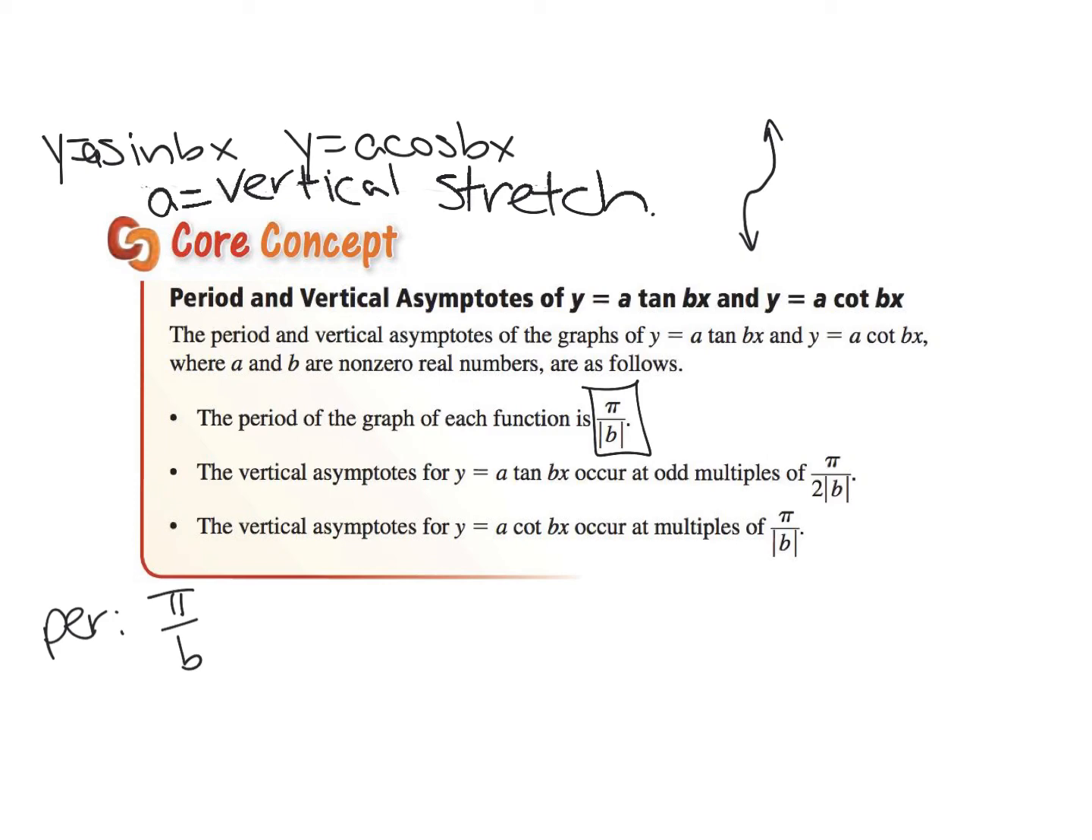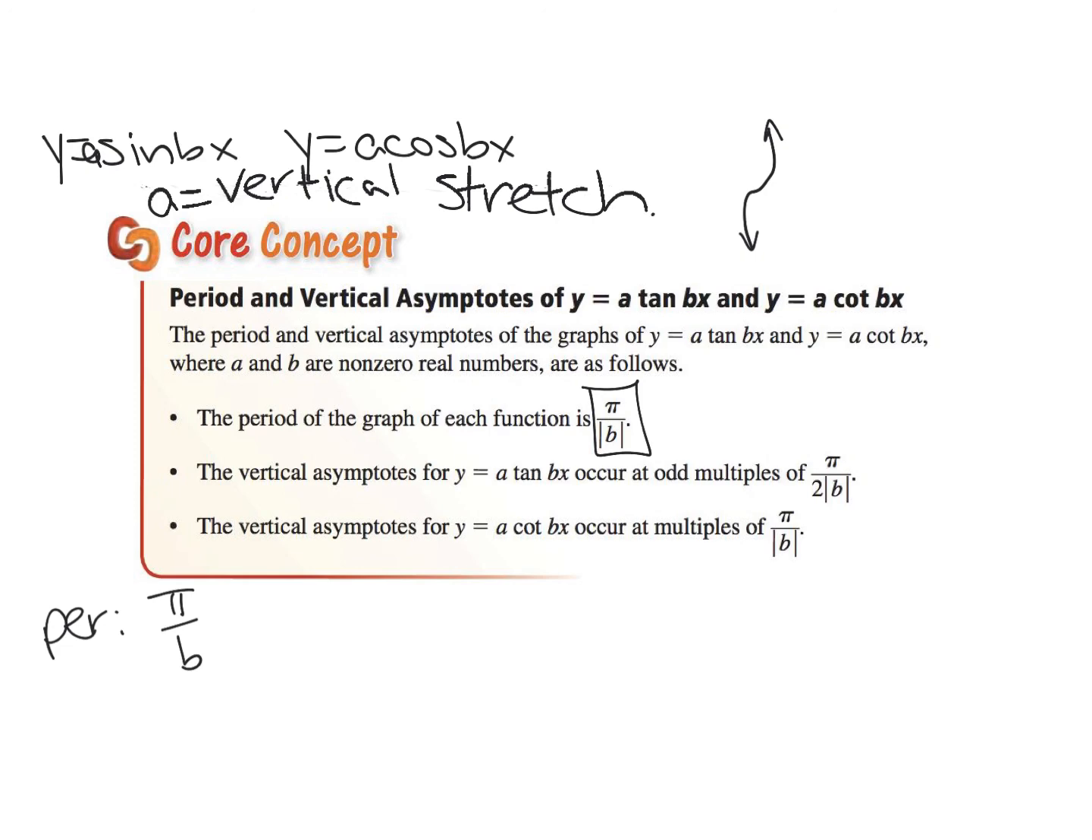You can find your vertical asymptotes for tan at pi over 2b, and then the vertical asymptotes for cotangent would be pi over b. Now, that can be found by just using our 5-point method, so I'm not going to say that's fairly important because you will be able to visualize it when you do your graph. All right, we're going to go ahead, hop into some examples in the next video.